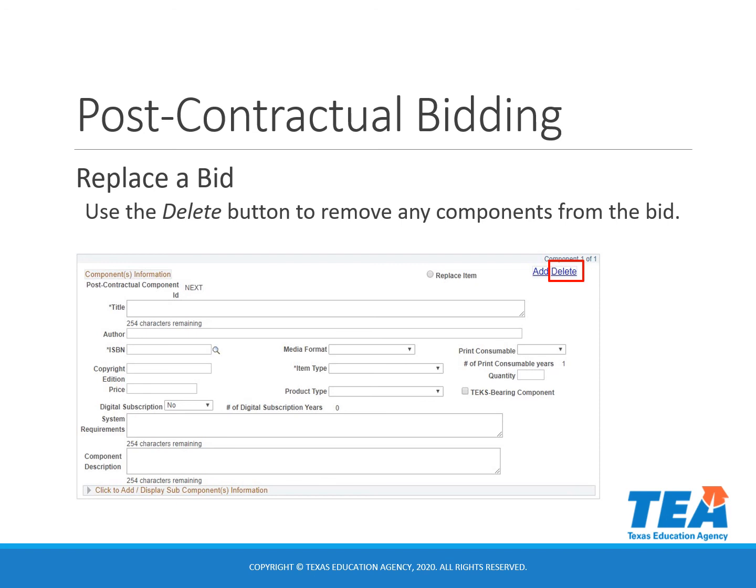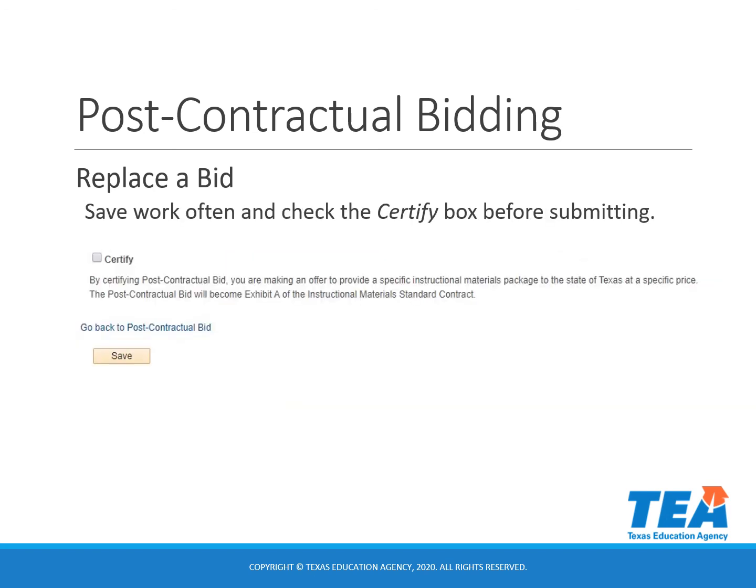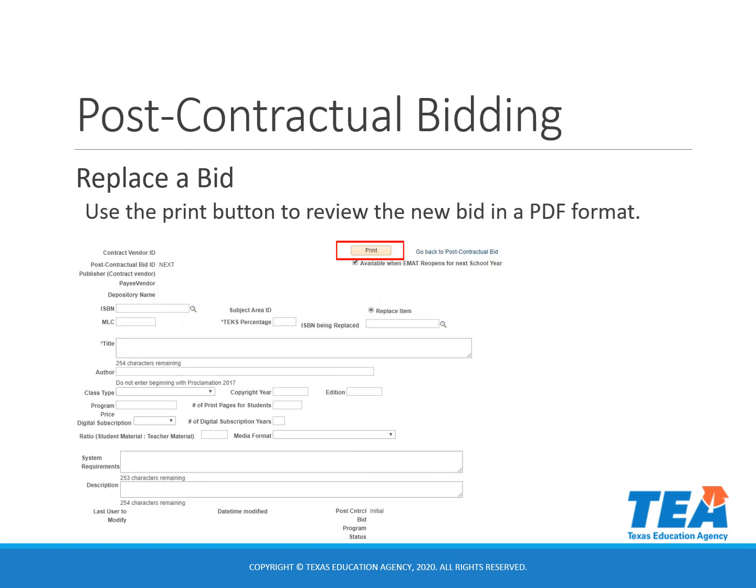You will use the delete button to remove any components from the bid that are not needed. You will want to save your work often and check the Certify box before submitting. Use the print button to review the bid information in a PDF format.